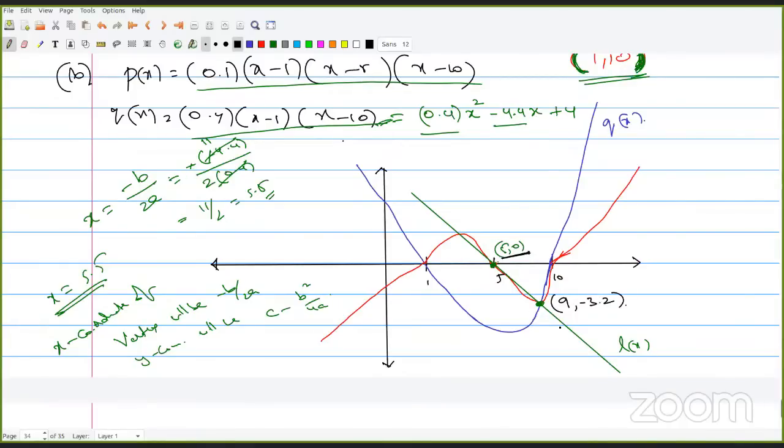If we have 2 points, we know how to find the slope of that line. Yes, from the equation you can also find the slope directly. If you find it, you will get minus 0.8, I guess. Sir, in which equation did you substitute this 9? Wherever both equations satisfy this point, that is why it is the intersection point. Even if you substitute in P of x or Q of x, it doesn't matter.